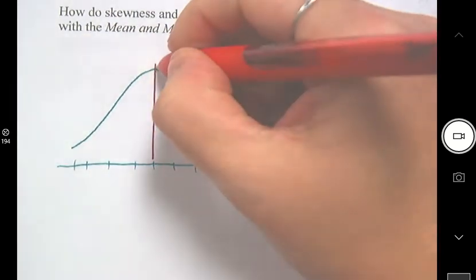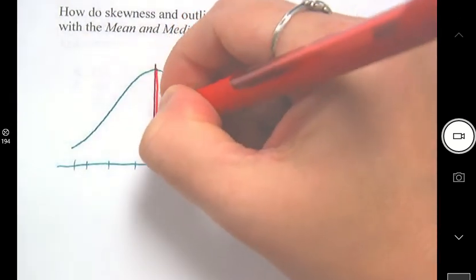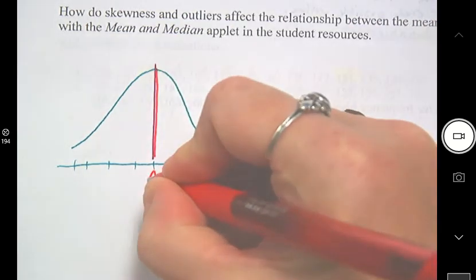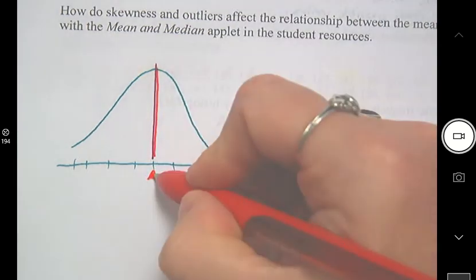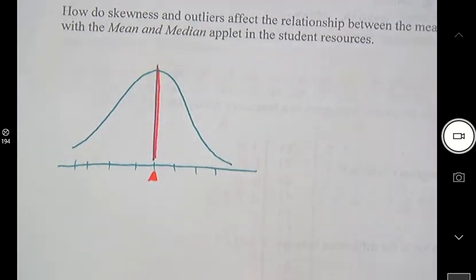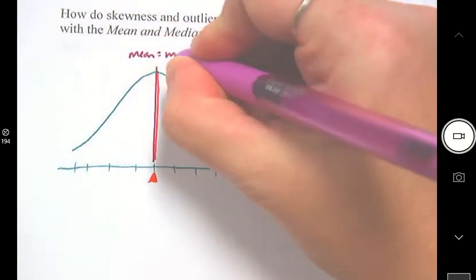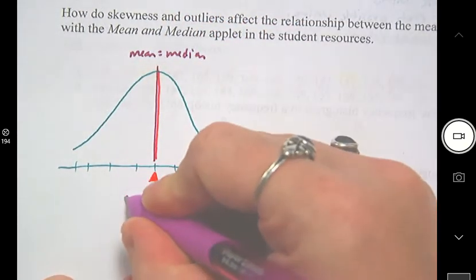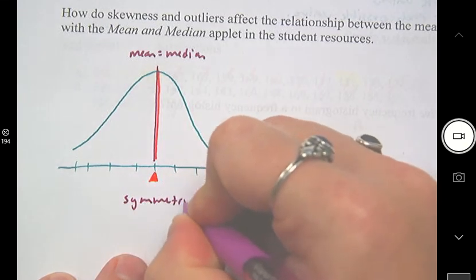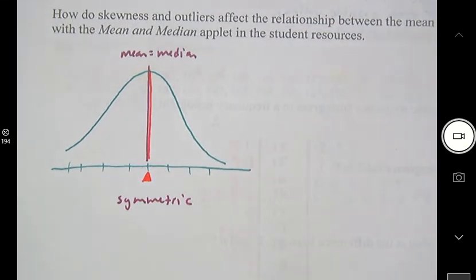Mean and median are going to be the same. Usually a little triangle will be pointing to the mean. The median will typically be a bar. I'm going to put mean equals median when things are symmetric. They're the same.